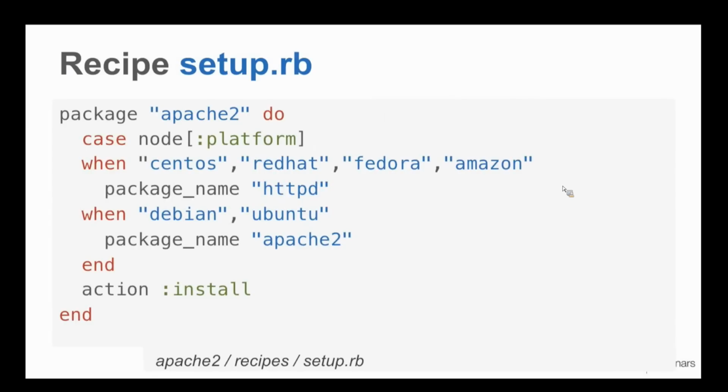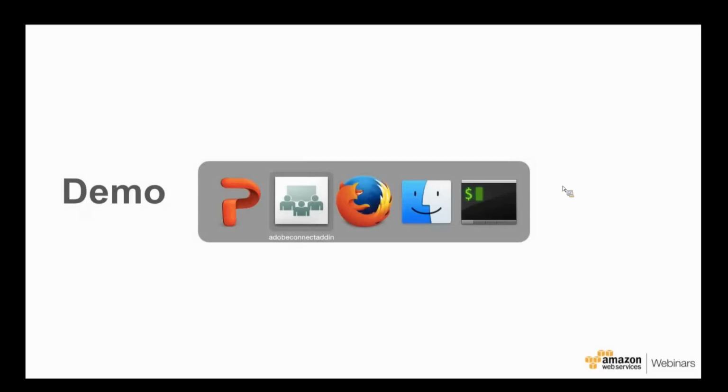So in your recipe, you can check: in case I'm on a CentOS, Red Hat, Fedora, or Amazon operating system, the package name, which is now an attribute of the package resource, actually is httpd. And in case I'm on a Debian or Ubuntu flavored operating system, the package name is apache2. So you now have a bulletproof installation of Apache 2 independent of your actual operating system. That's pretty neat. Okay, let's stop at that point and go to the demo of OpsWorks to actually show you how that looks in the interface.